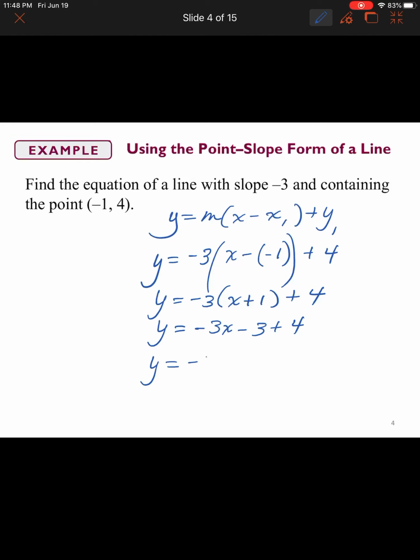Combine the like terms. Point slope form always leads to slope intercept form. But we'll get there in a second. All right.